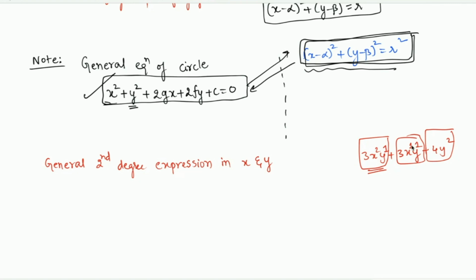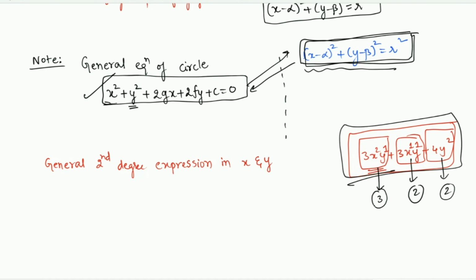All right. One more question. What is the degree of this full expression? 2 or 3, sir. Okay. First term degree 3, second term degree 1, third term degree 2. For the full expression, the degree is 3. All right. So general second degree expression in x and y means the highest degree of the term should be 2.